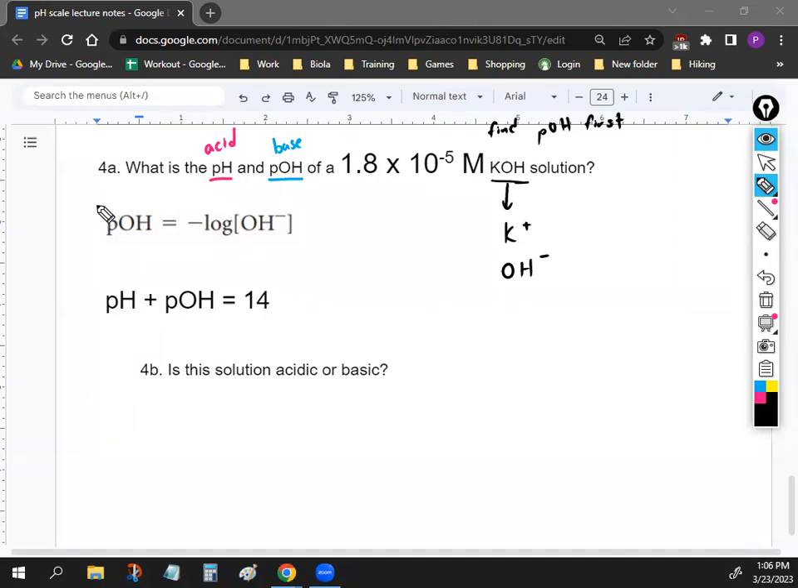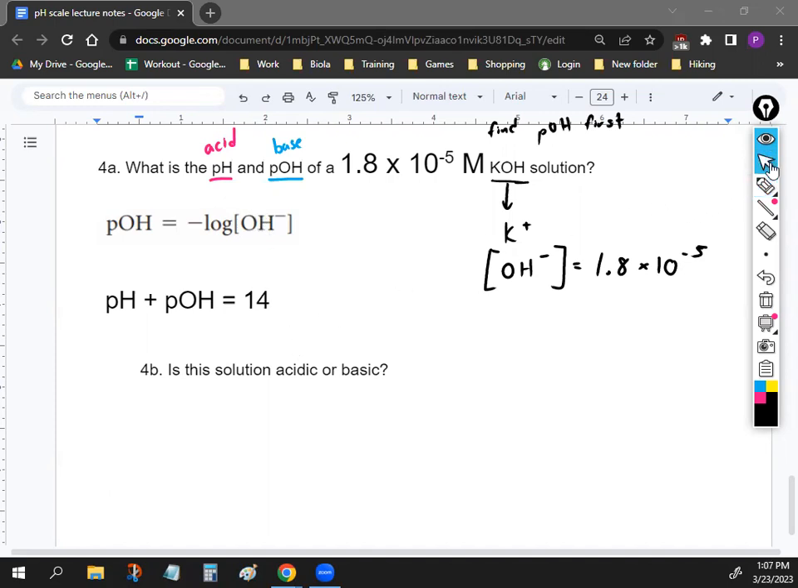All right, so this is the third formula that we're going to be working with today. It's the same thing as pH. The only difference is it's pOH, and if you notice, all you do is switch the H with OH minus. So we're going to take this number right here, which is the molarity of KOH. If KOH is that molarity, it's going to release the same moles of OH minus. So this number is going to be our OH minus concentration.